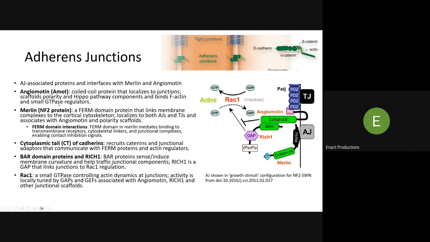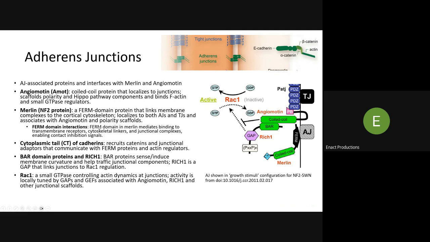and a GTPase is something that is adding or removing phosphates from GTP. And we see that here. It is the thing that is converting the Rac GTP to GDP. I think this is the dotted line. This is the broken one. But what it would normally be doing, this RICH1 and the GAP domain in it, would be acting on that phosphate group. And so we see that it's tied to this angiomotin, tied to the junction near Merlin. We haven't quite gotten to Merlin yet. All right, so Merlin is a FERM domain protein that links membrane complexes to the cortical cytoskeleton. It localizes to both the adherent junction and tight junctions and associates with angiomotin and polarity scaffolds.